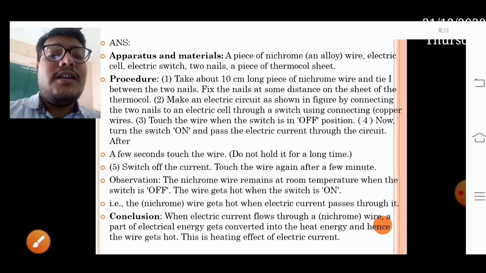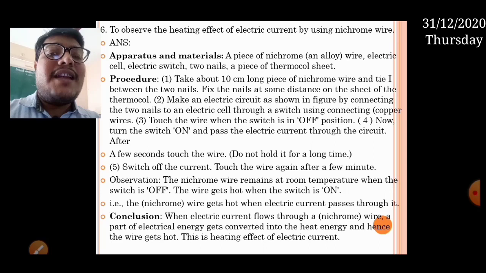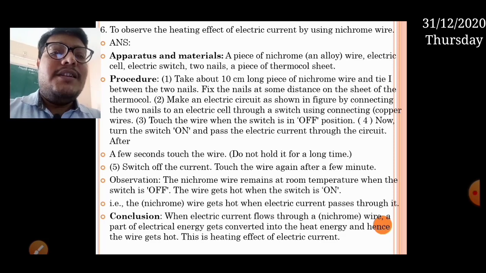So what is our conclusion? That when electric current flows through the nichrome wire, part of the electric energy is converted into heat energy, hence the wire gets hot. This is the heating effect of electric current.